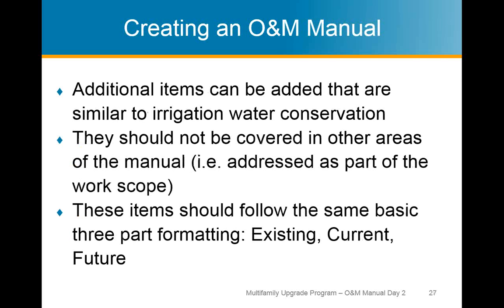And so in this section, additional items can be added that are complementary or similar to the irrigation water conservation concept. And the only sort of overriding principle is that they should not be redundant in things that are addressed in other parts of the manual. And if they are added here, they should just follow the same formatting, the same three-part structure. What is existing? Well, existing via sort of past research, current best practices, and then future, looking out onto the horizon. So we can capture those additional projects here.